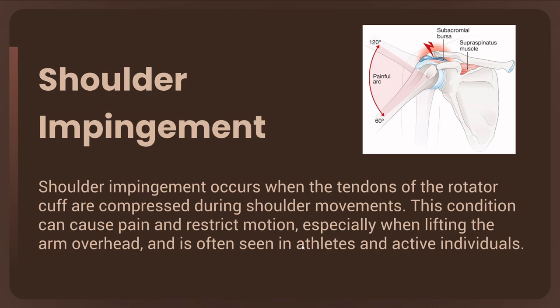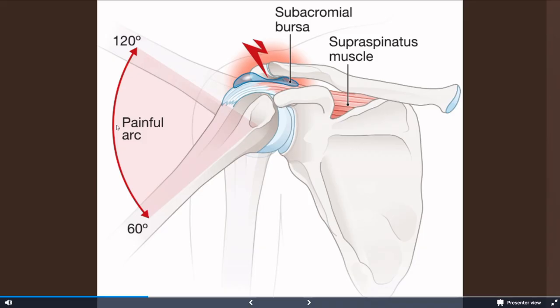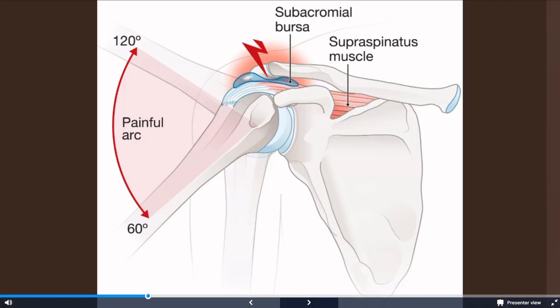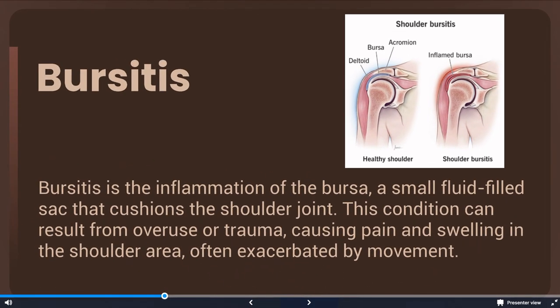Causes are repetitive overhead sports, that is tennis and baseball, poor posture, that is forward head, and anatomical variations like a curved acromion. I'll also show you the picture. You can see there is a painful arc syndrome from 60 to 120 degrees. Is it fine? And it is pressed in between, because of which we tend to get the pain. Is it fine?